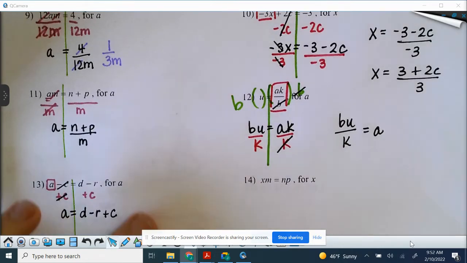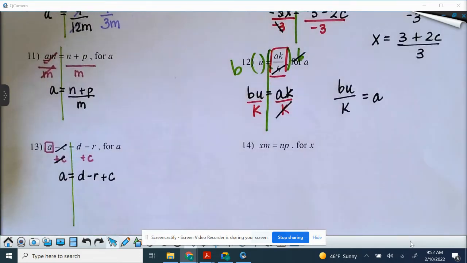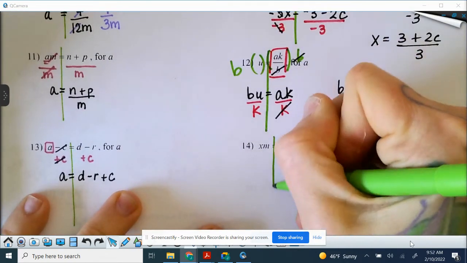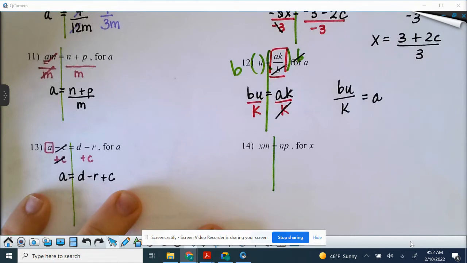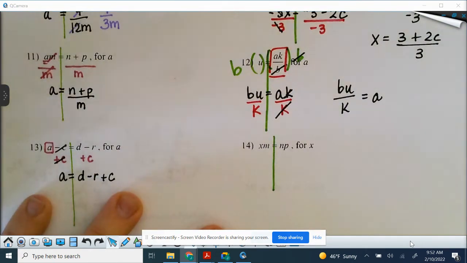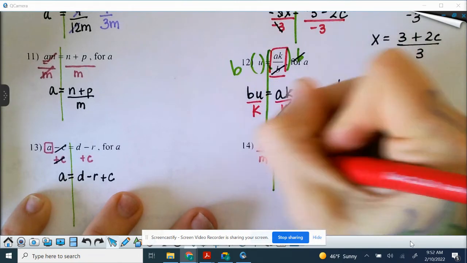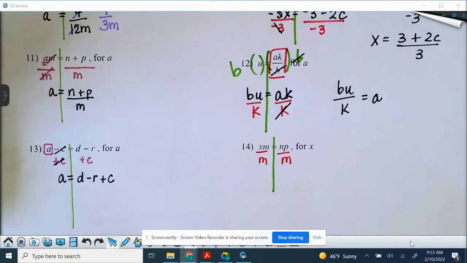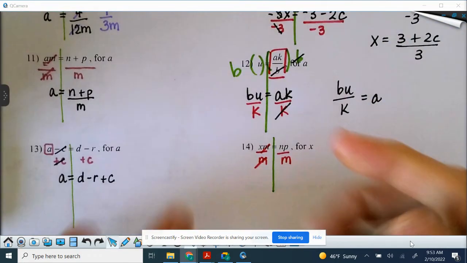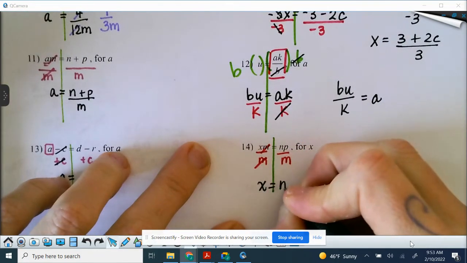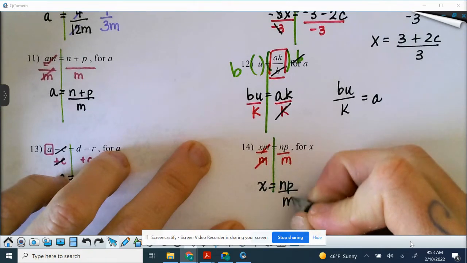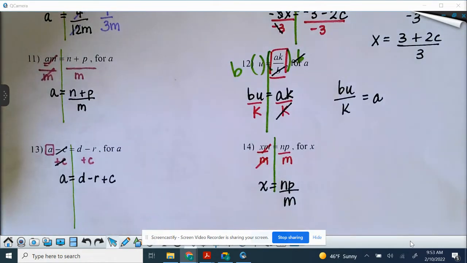All right. Number 14. I need to get x by itself. x is on the left side, attached to m by multiplication. So I'm going to divide by m, divide by m. That gets rid of those. And so x is now by itself, and though it is an ugly, strange answer, we just took n times p and divided by m. So that's it. That's what you did. So you're done on number 14 as well.